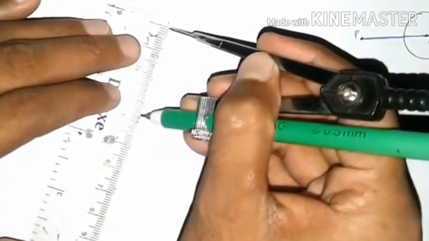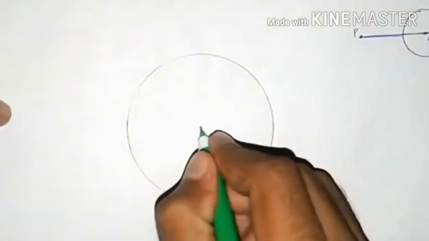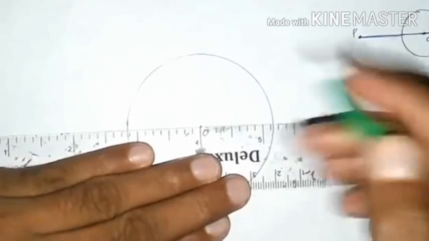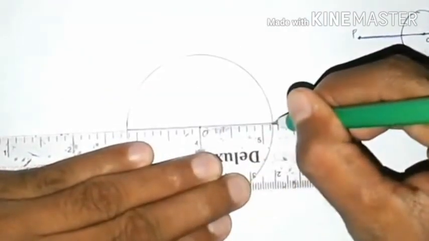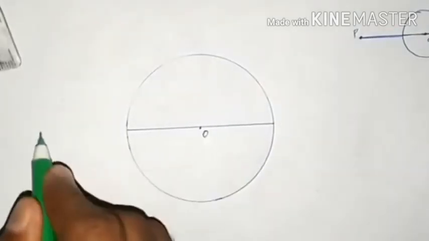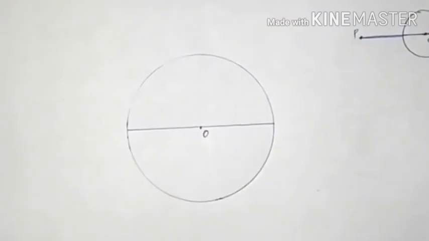Take 3 cm in the compass and draw a circle. As I said before, you can have a rough sketch on the right side of your diagram and label the center as O. Then we have to draw the diameter, means a chord passing through the center. We have to draw a line segment passing through the center, and that is the diameter. And we have to extend this diameter on both the ends, that is 7 cm from the center.